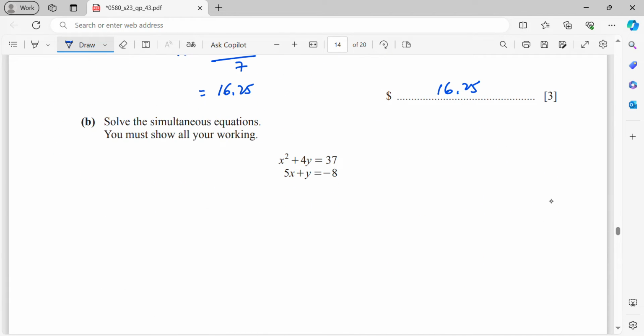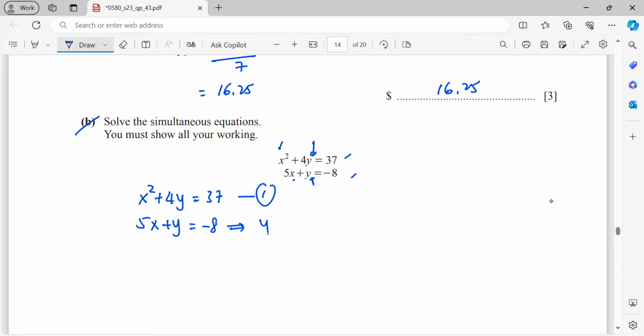Okay, now part B. Solve the simultaneous equations. You must show all your working. So now I will write x squared plus 4y equals 37 as the first equation. Then 5x plus y equals minus 8. When you look at these two equations, I have y and y, but this is x squared and this is x. So better eliminate the y, right?